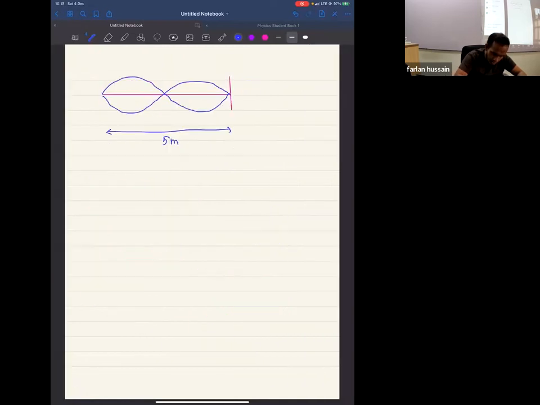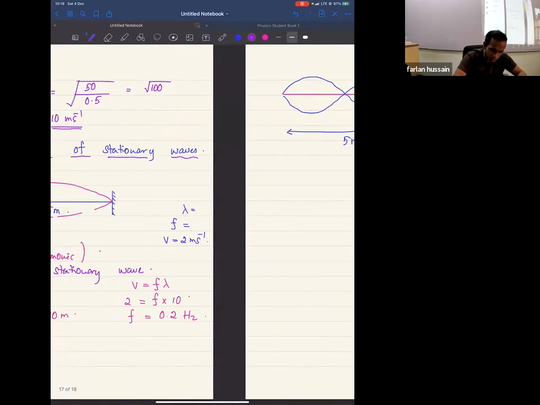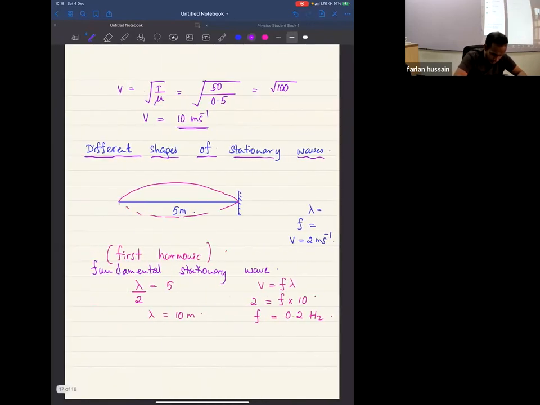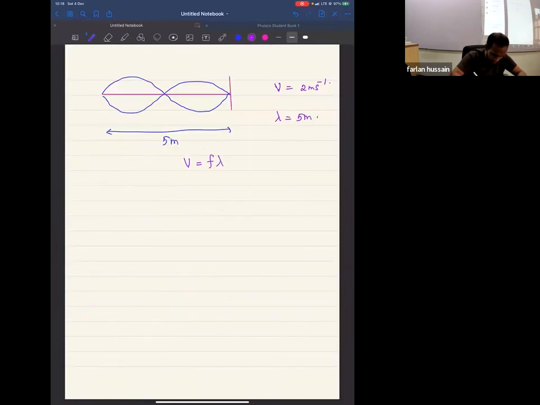Still the length of the string can't change, that will be 5 meters. Now you see exactly one wave is here, exactly one wave. So in this case, lambda is equal to 5 meters. The speed of the wave is still the same, 2 meters per second. So now if you want to get this stationary wave, V equals F lambda. V is 2, frequency into lambda, which is 5. So frequency is 2 over 5. That means you need a frequency of 0.4 hertz.